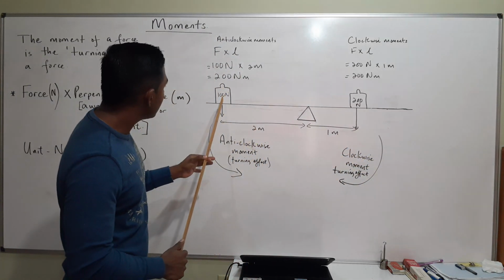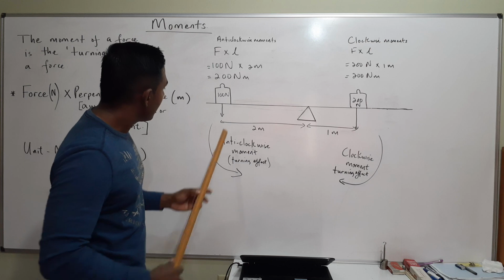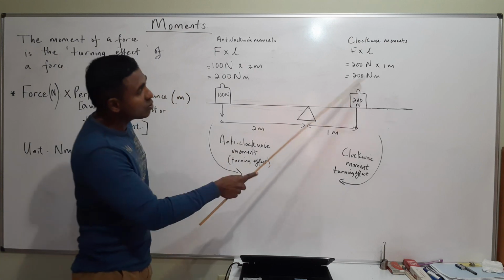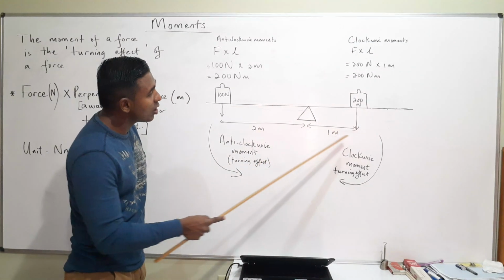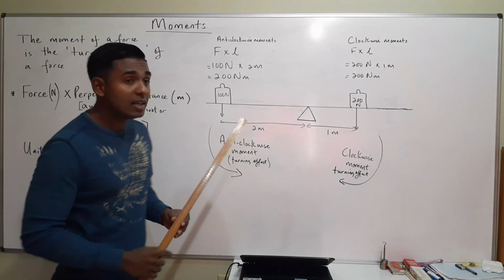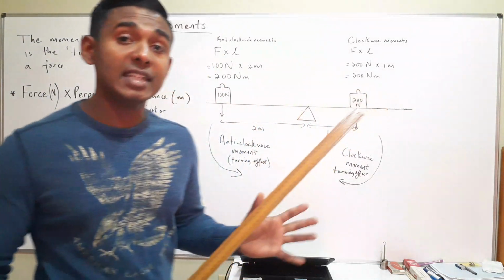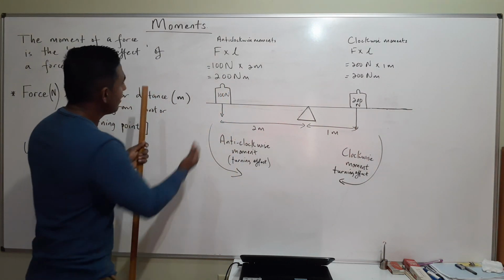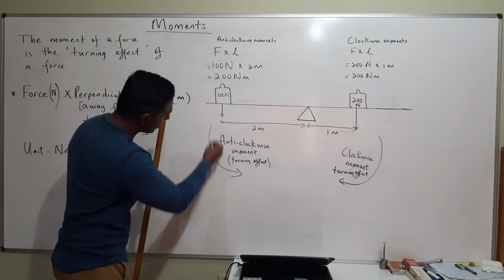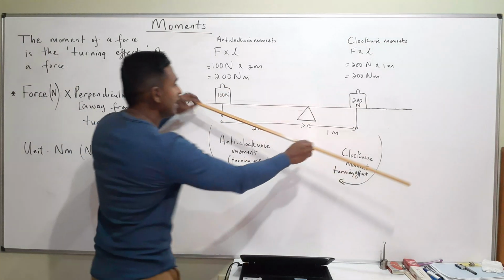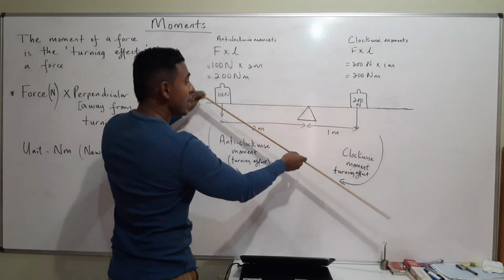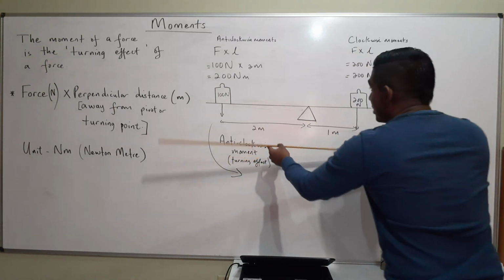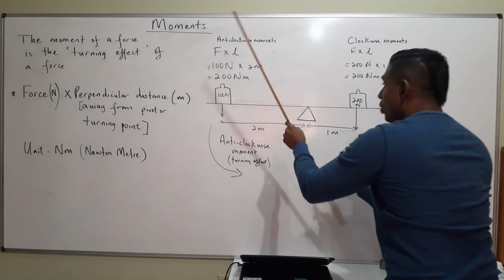Now, I have two weights here, 100 Newton on one side, and it's 2 meters away from the turning point, as you can see, 2 meters. And then I have a 200 Newton, which is 1 meter away from the turning point, right? So let's calculate, first of all, what the turning effect will be. This 100 Newton force, this weight pulling down like this, will cause this entire system to rotate in an anti-clockwise manner. Whereas this force here, when it goes down this way, causes this system to rotate in a clockwise manner.